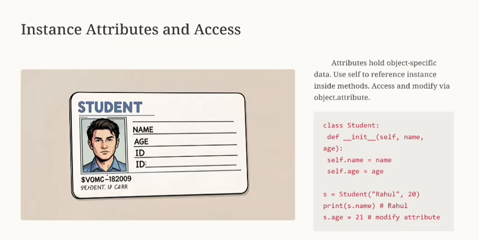Okay, and modifying attributes. Attributes can also be changed. For example, here you have seen that s.age is 20, but if we want to modify it, for example s.age = 21, now the age value becomes 21. The object data is updated.